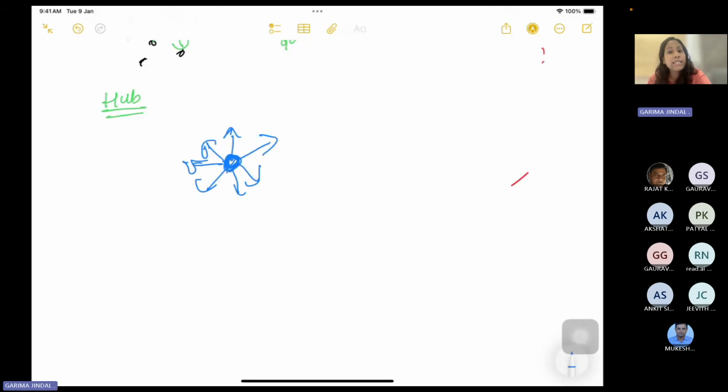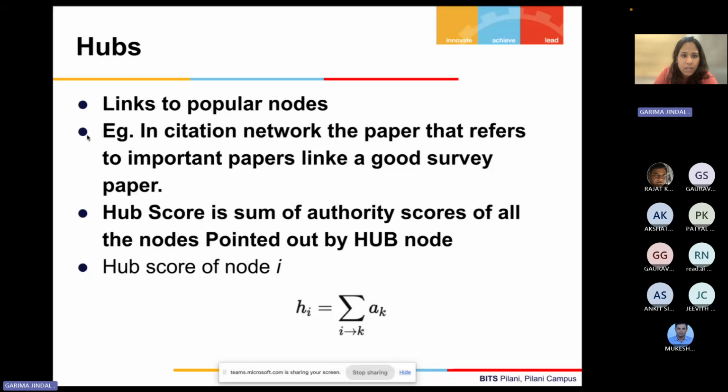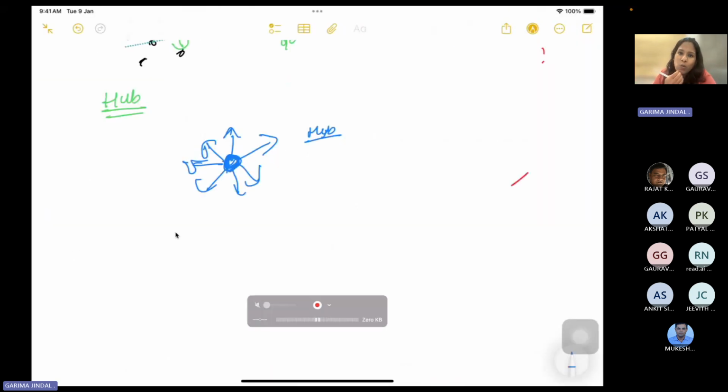So the survey paper in the citation network becomes the hub. Okay, so a hub is a node that points to other popular nodes. In a citation network, a paper that refers to important papers, like a good survey paper, is an example of a hub. Now how do we calculate the hub score? Just now we discussed that we can quantify the importance of a node based on the hub score and based on the authority score. So how do we calculate the hub score?